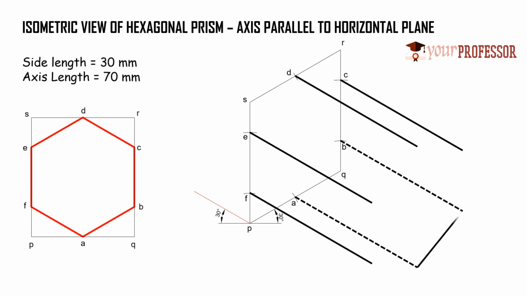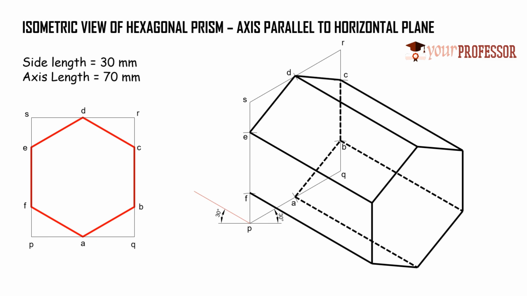Join all the endpoints. We will have the front face of the hexagon, right? For the back face, let us join A and B, B and C, C and D, D and E, E and F, F and A. Here I have represented the invisible lines or hidden lines in the form of dotted lines. If we erase all these, then we can visualize the solid view. It will be like this.